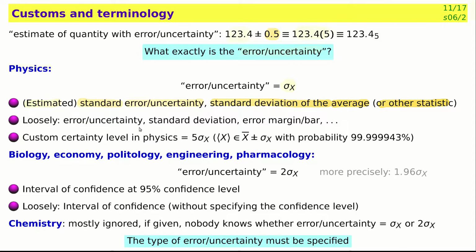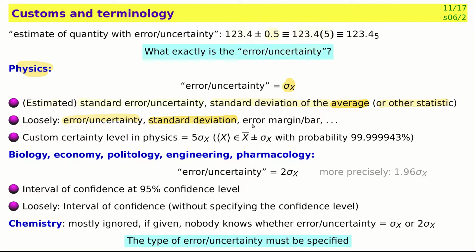Loosely, you can hear different types of expressions. It's just error or uncertainty, but if you are in physics, they mean 1 sigma. They often say that it's standard deviation, but it's not enough. I must know standard deviation of what? In this case, of the average.